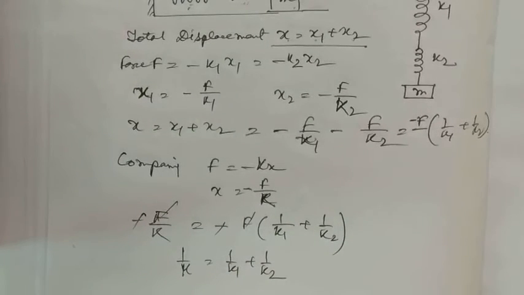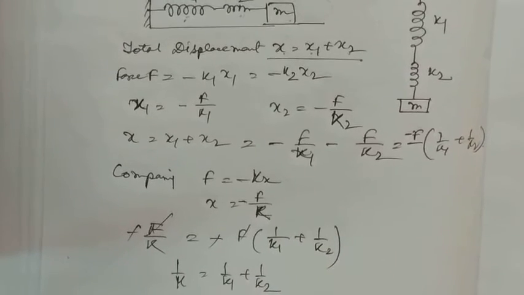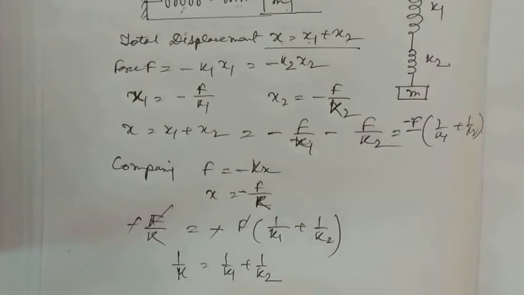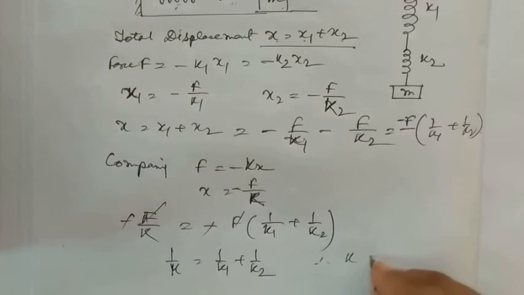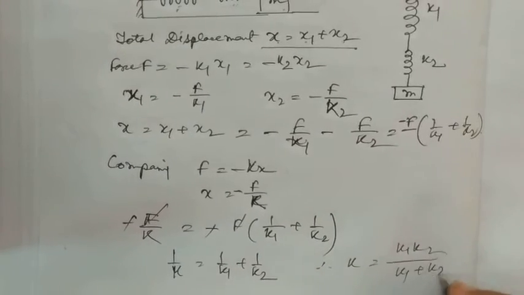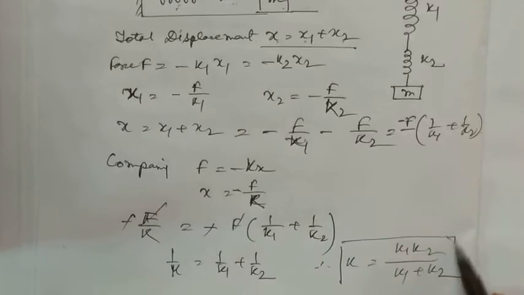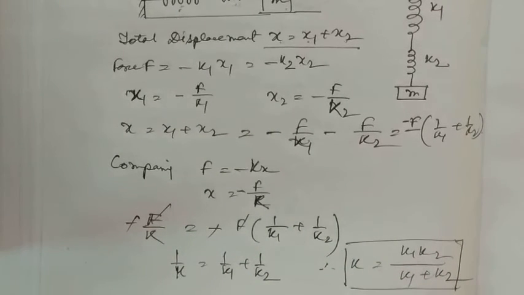A similar formula we have derived for the parallel combination of resistances. The same formula will be derived for the series combination of springs. So the value of K is K1 K2 by K1 plus K2. This is the value of the equivalent spring constant for two springs of value K1 and K2.